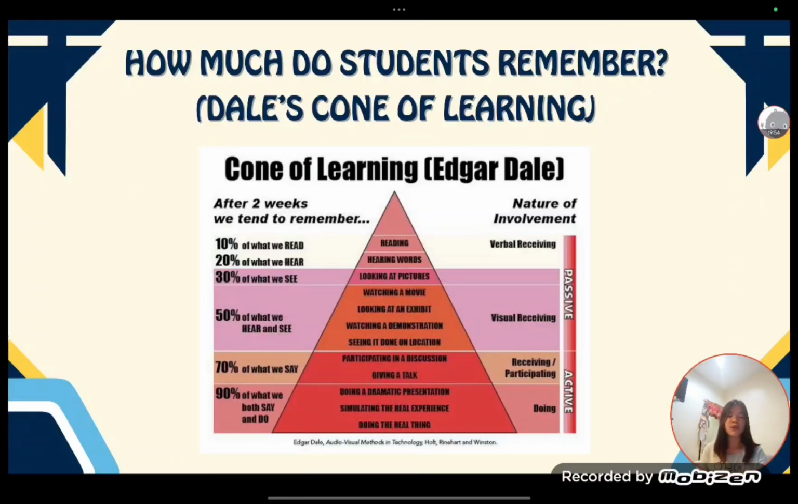So that is the doing. So active ang ating mga retention, and at the same time 90% naman yung mga sinasabi natin, at the same time yung mga ginagawa natin. So those are mga active retention.